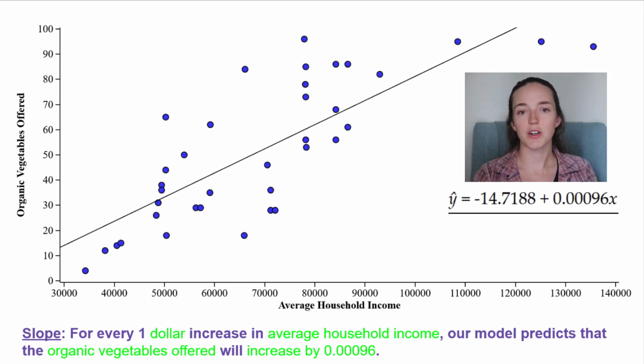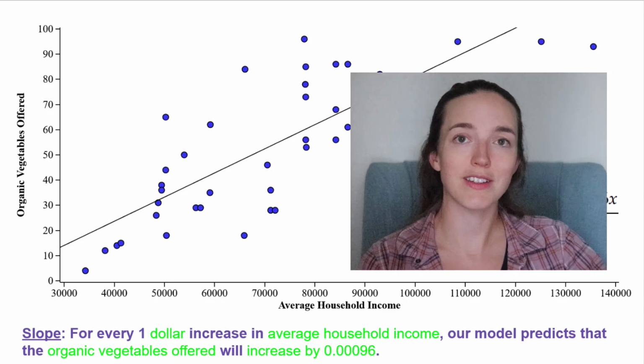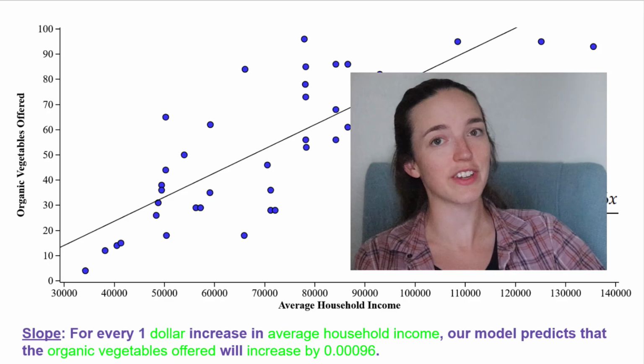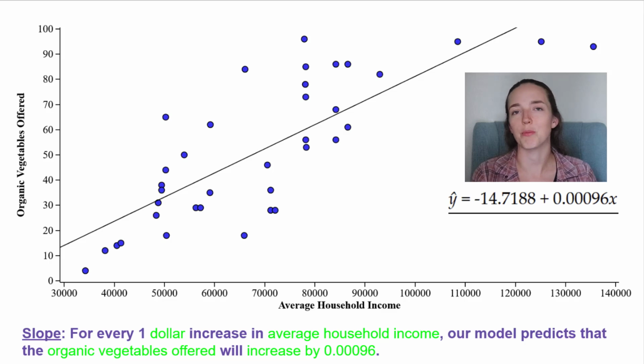In this case, if you earn $1 extra, the grocery store will offer 0.00096 more vegetables. Now, of course, a key word here is predicts. This is what the model predicts will happen. It doesn't mean if you make $1 more, the grocery store is like, oh, better offer 0.00096 more fruits and vegetables now. It's a prediction. It's all based on the line.